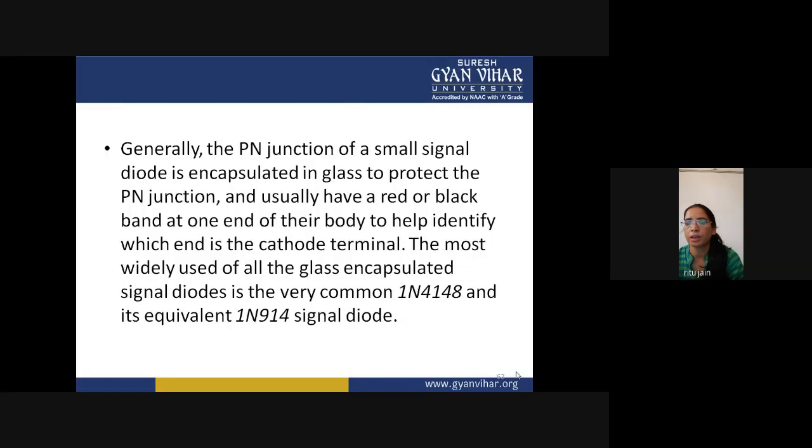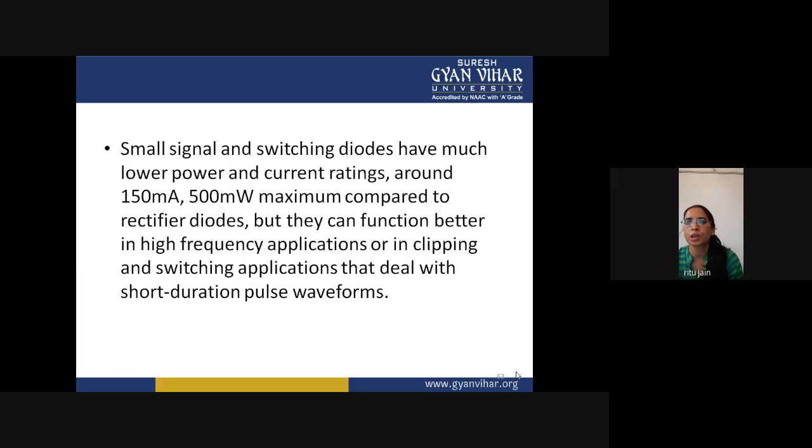Generally, the PN junction of a small signal diode is encapsulated in glass to protect the PN junction, and usually has a red or black band at one end of its body to help identify which end is the cathode terminal. The most widely used of all the glass encapsulated signal diodes is the very common 1N4148 and its equivalent 1N914 signal diodes.